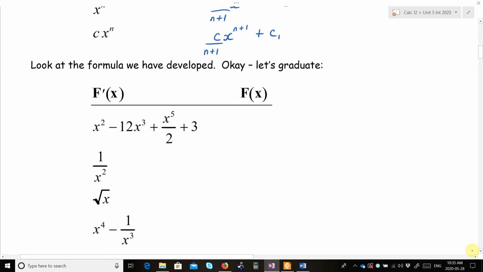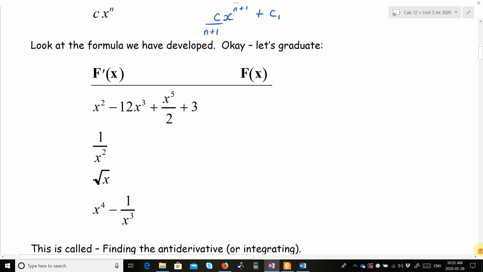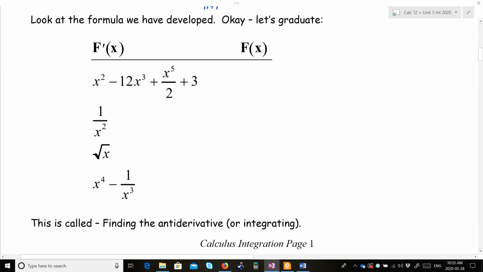Okay, look at the formula we have developed. Okay, let's graduate. So let's say the derivative is this big expression. You just do each term one at a time. So the original function, if we have x squared, the power goes up by 1. You take that new power, divide whatever is in front by that new power. For the next term, it's x to the 3. So it would become x to the 4, and whatever's in front, the negative 12, is going to get divided by that 4, so it'll be a negative 3 in front.